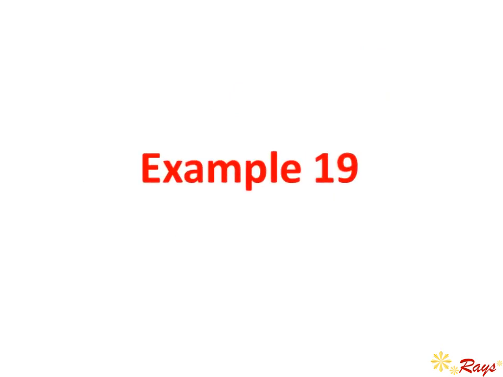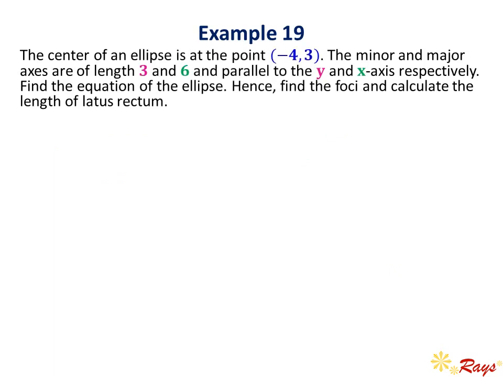Example 19. The center of an ellipse is at the point negative 4, 3. The minor and the major axis are of length 3 and 6 and parallel to the y and x-axis respectively. Find the equation of the ellipse. Hence, find the foci and calculate the length of the latus rectum. It is mentioned here that the length of the major axis is 6 and parallel to the x-axis. So therefore, the major axis is horizontal like that.